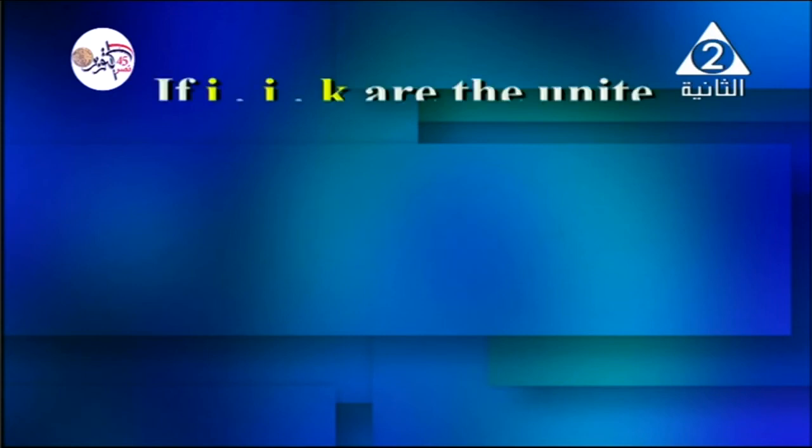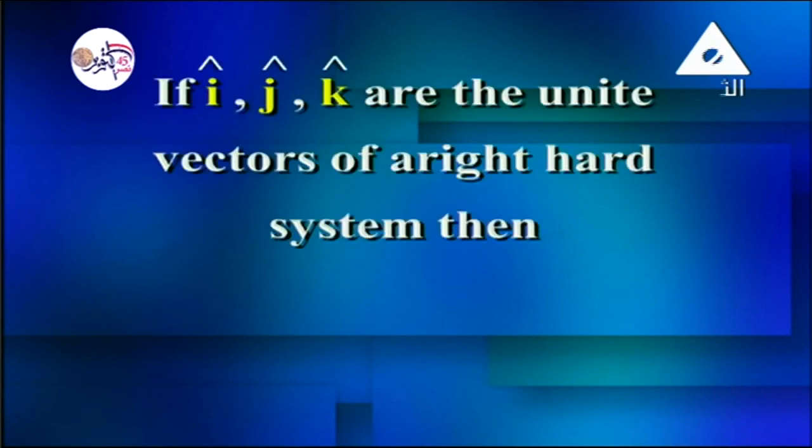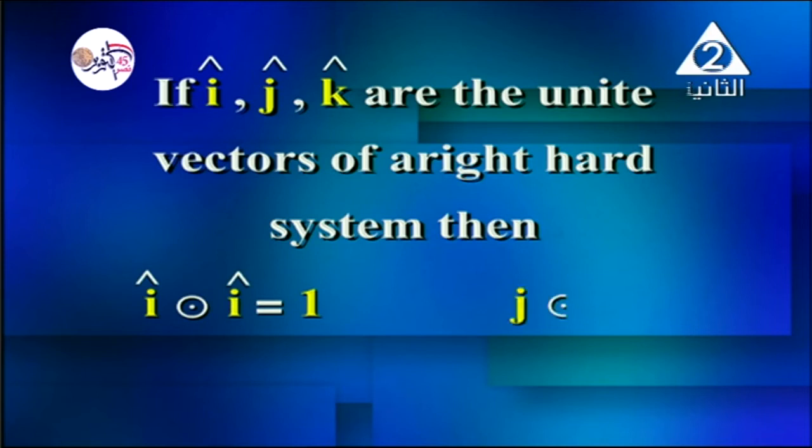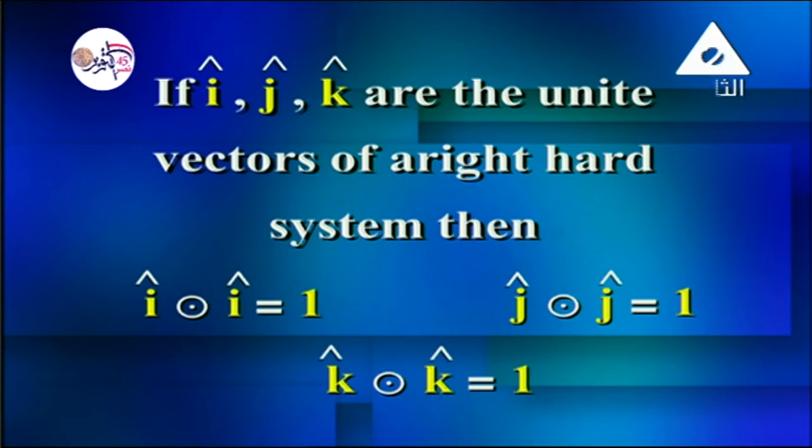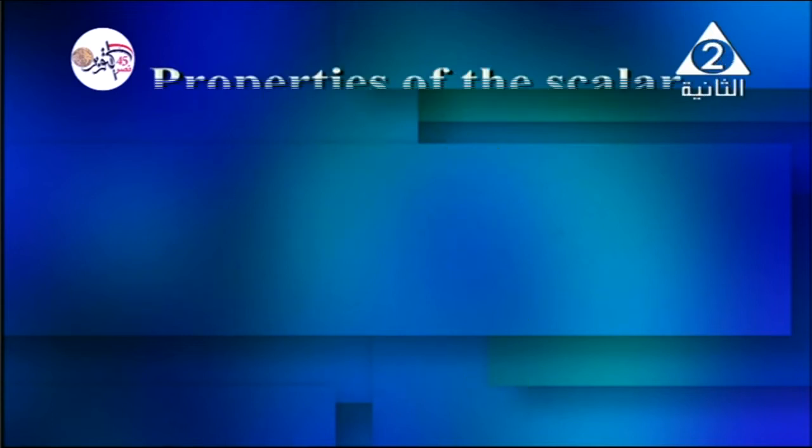Remark, my dear student, if i, j, k are the unit vectors of a right-hand system, i on the x-axis, j on the y-axis, k on the z-axis, then i dot i equals 1. This rule, remember: i dot i, scalar product, equals 1. j dot j equals 1. Also k dot k equals 1.